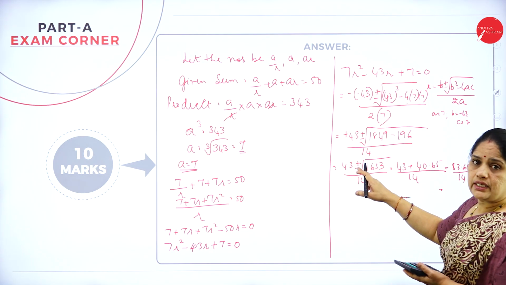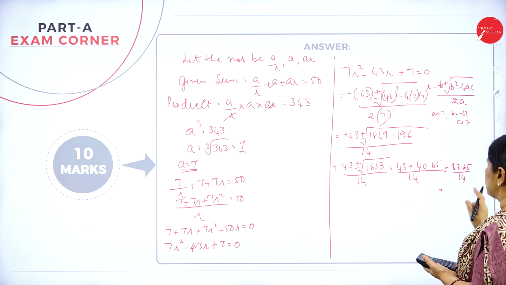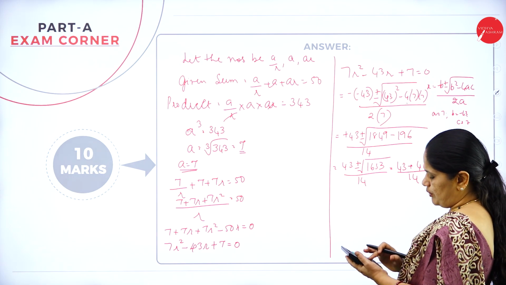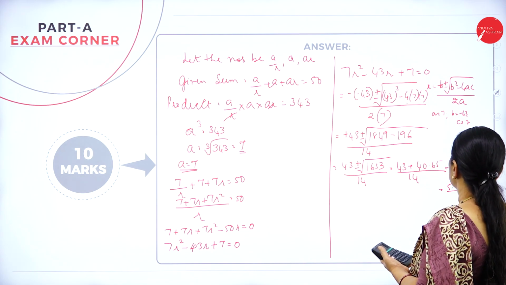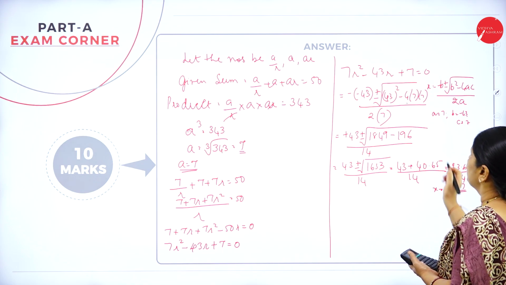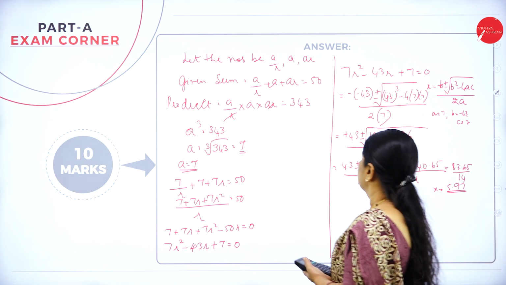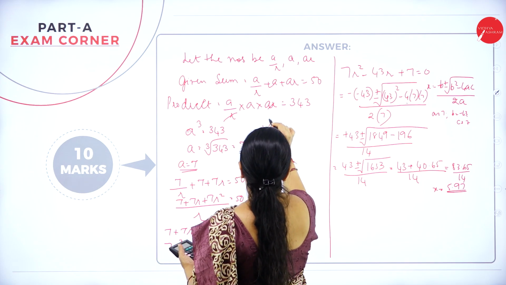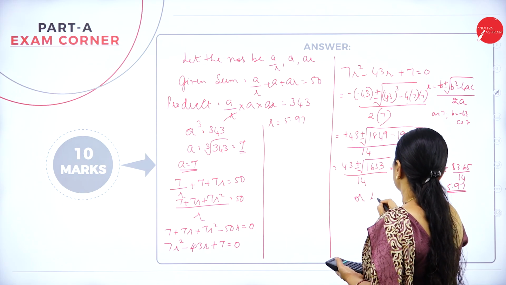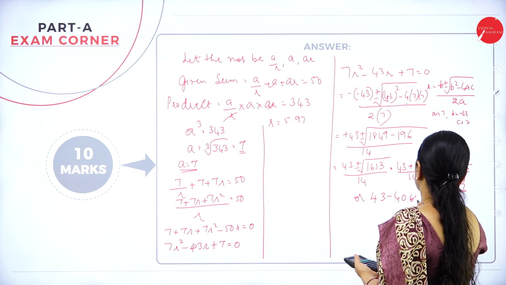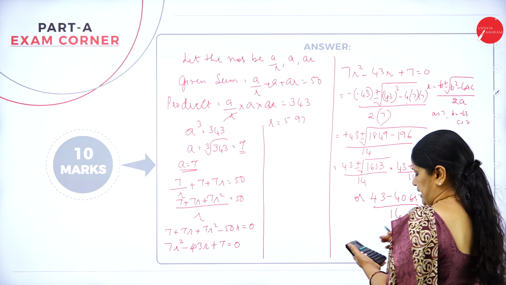So, when we take the root of 1653, I get 40.65. So, I add both so I get 83.65 divided by 14. So, 83.65 divided by 14 equals 5.97. So, x equals 5.97. So, the value of r equals 5.97. I write it here. R equals 5.97 or it can be also 43 minus 40.65 divided by 14, that is 3.65 divided by 14.